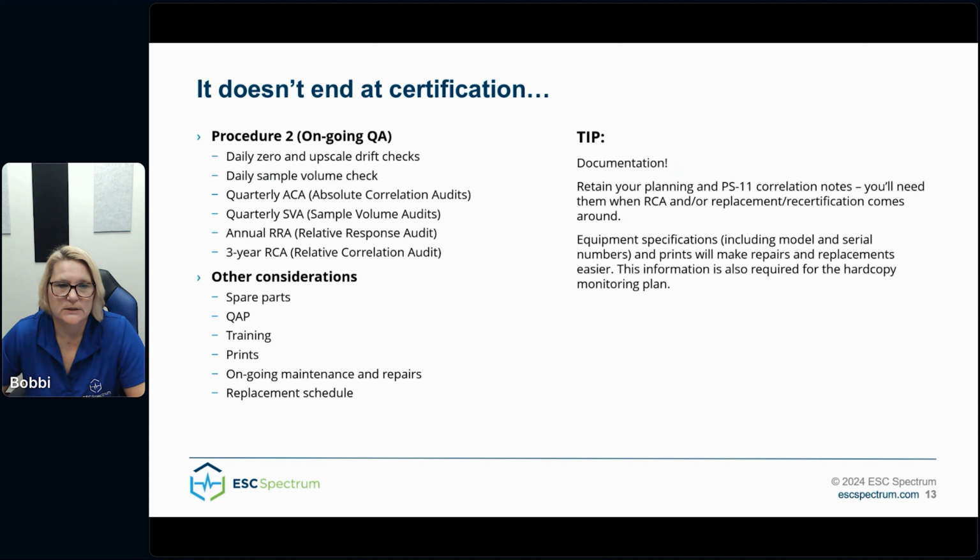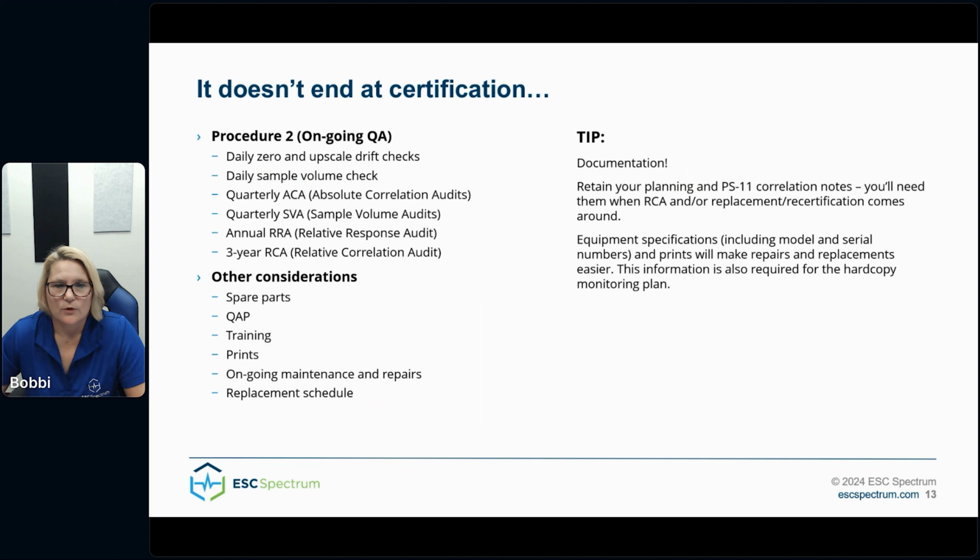But you will need daily zero and upscale drift checks. These should be automated, similar to the daily checks that are done on flow and opacity monitors. Daily sample volume checks for monitors that use the sample volume to calculate your PM concentration. These will be required on beta attenuation monitors that do batch sampling. Since light scatter monitors do not use the volume to calculate the PM concentrations, these will not be required on the light scatter monitors that I covered earlier in the presentation.